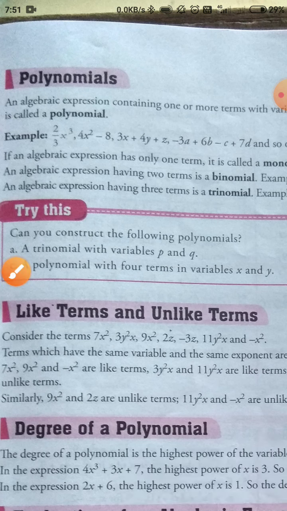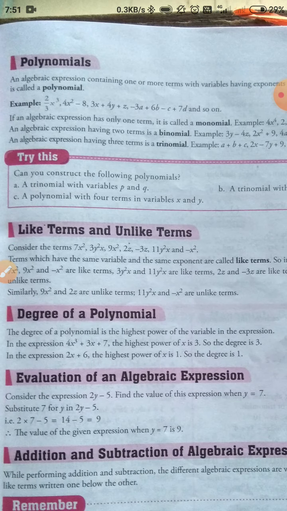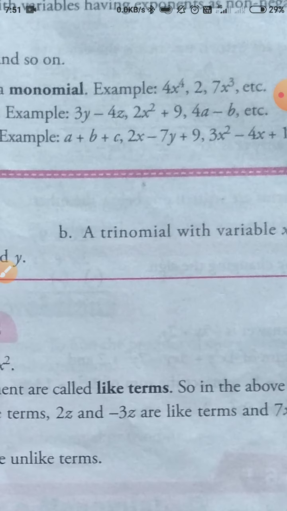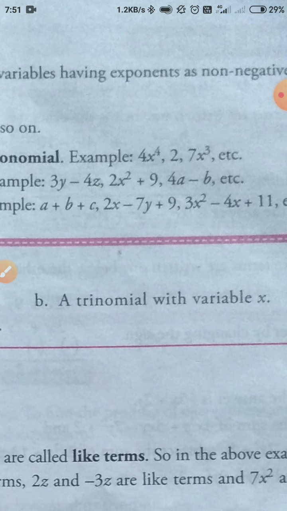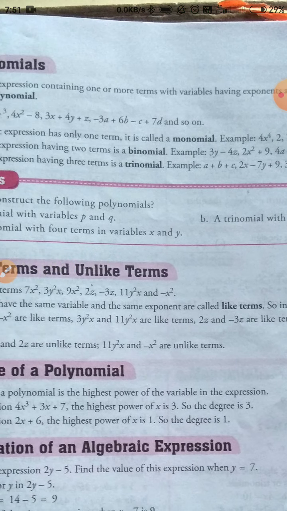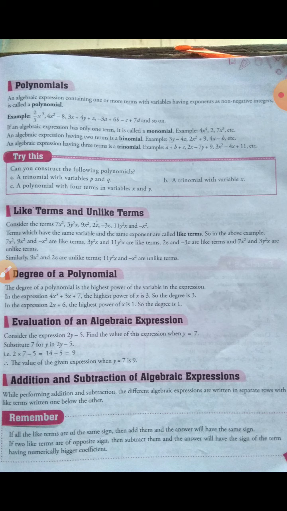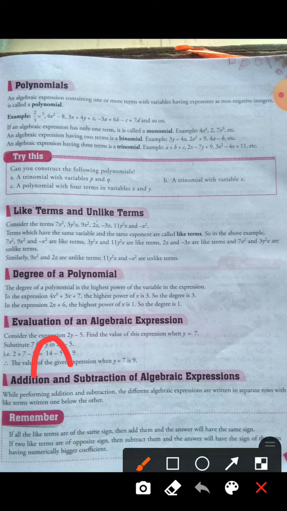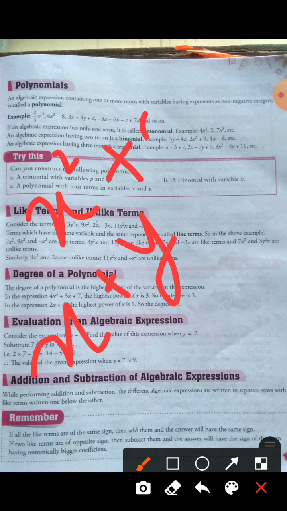So polynomials are categorized in three types, that is monomial, binomial and trinomial. So a monomial is any algebraic expression having only one term, right? As you can see, 4x raised to power 4, 2, 7x cube, etc. And a binomial is any algebraic expression having two terms, right? It can be x plus y, it can be x square plus x also. So these are examples of binomial.